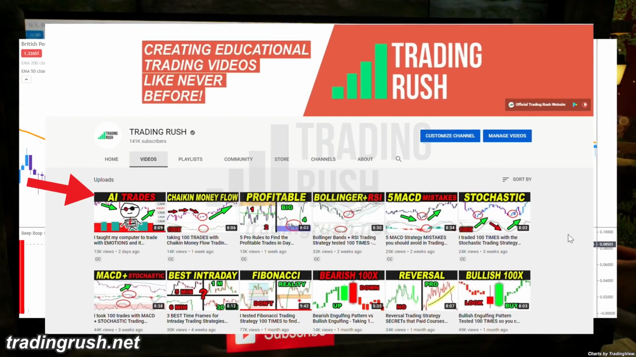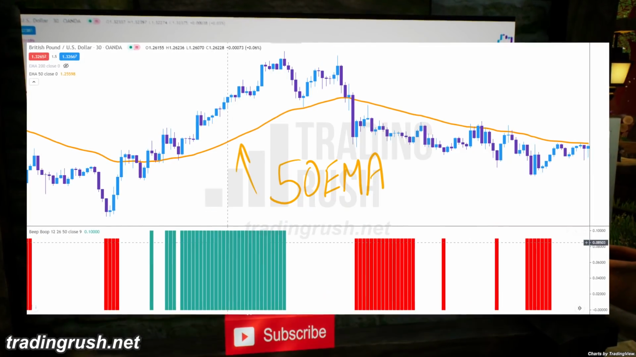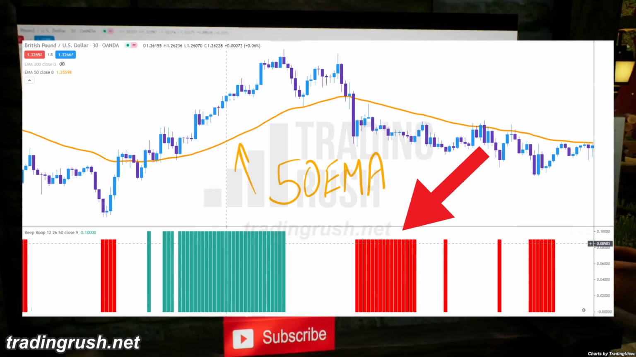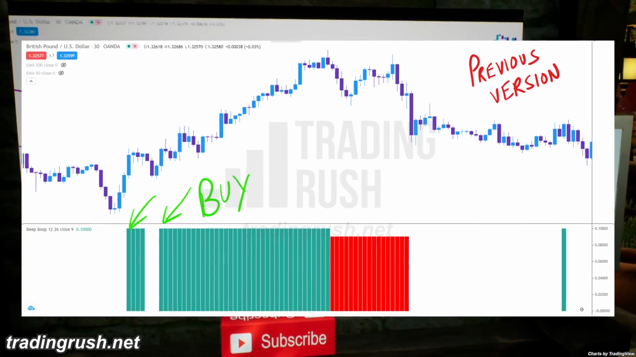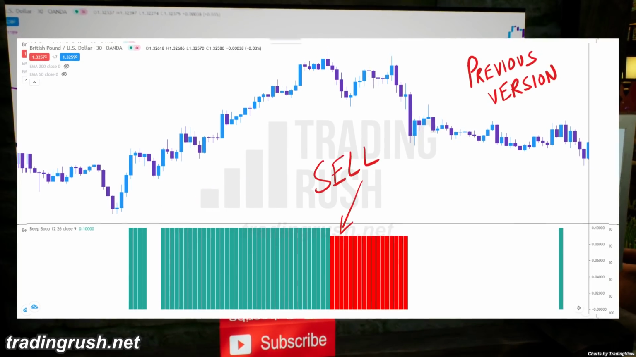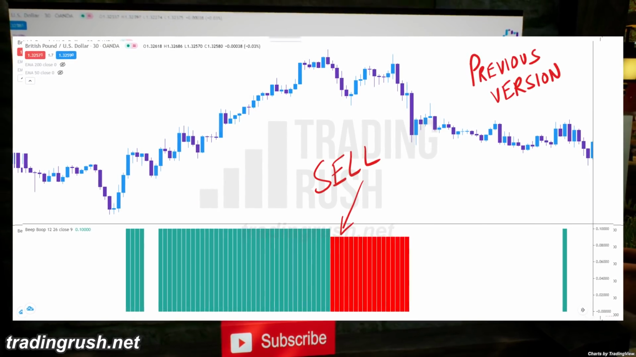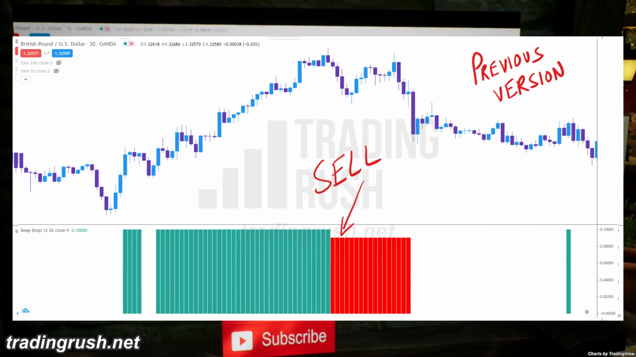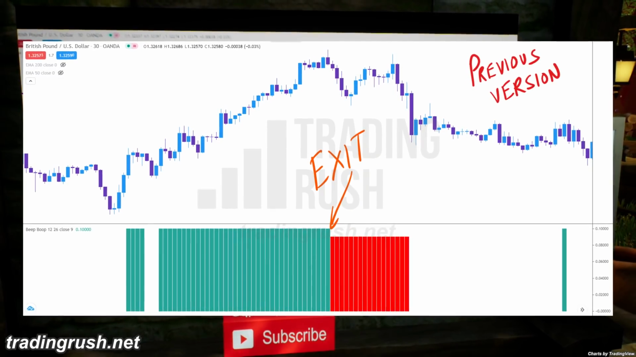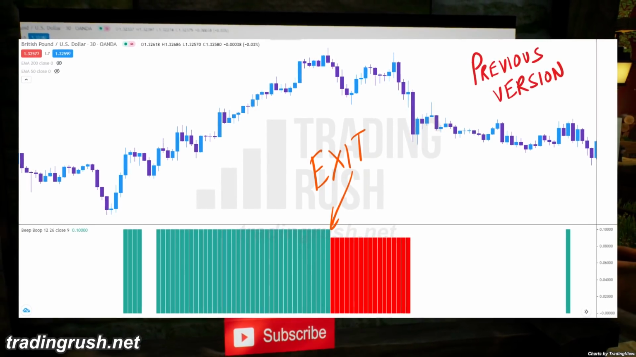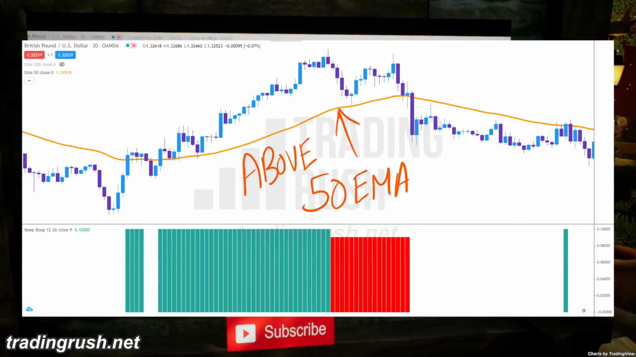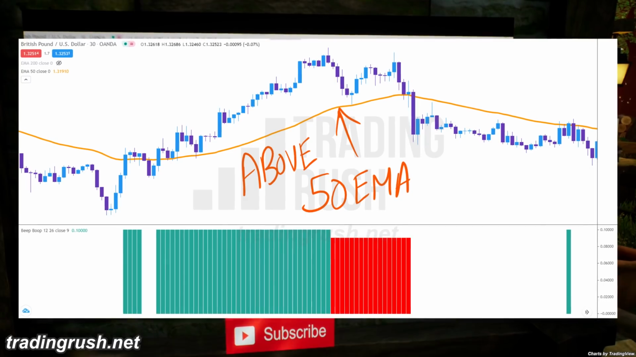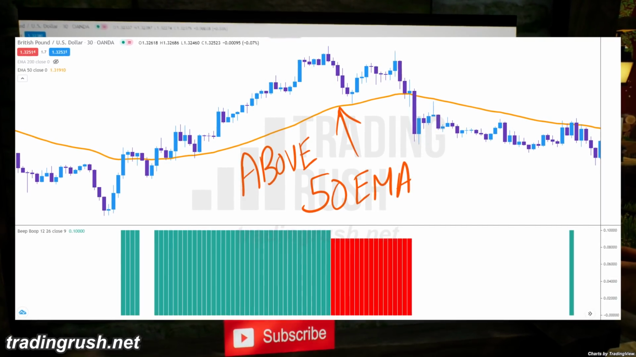If you watched the previous video, you probably noticed that this Beep Boop indicator looks a little bit different. In the last video, the buy entry signal was when 2 green bars appeared in a row, and the sell entry signal was when 2 red bars appeared in a row. Exit signal was when 2 opposite bars appeared in a row. Furthermore, the red and green bars only appeared in a short-term uptrend. In other words, if the price was above the 50-period moving average.